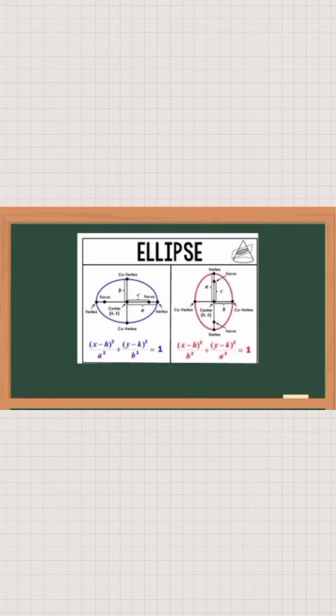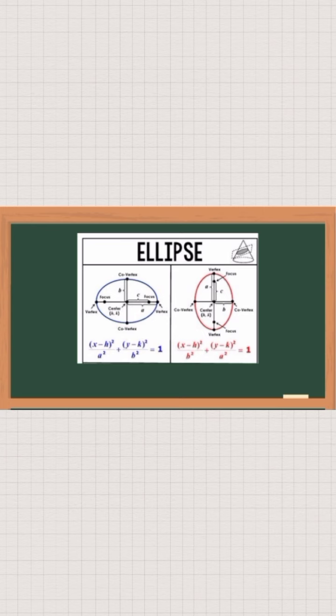So anong nakikita mong difference sa horizontal at vertical equation? Yes, yung a squared. Pag horizontal, yung a squared is denominator siya ng x. Pag vertical naman, yung a squared is denominator siya ng y. So, paano naman natin malalaman yung a squared? Very simple lang, ka-planet. Just always remember na yung greater denominator, siya yung a squared palagi.